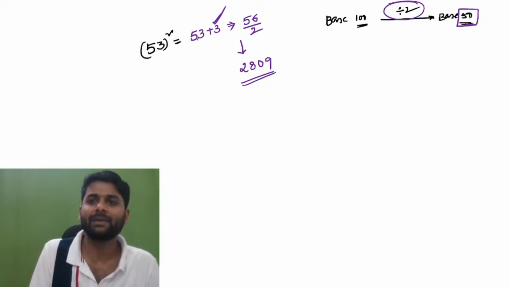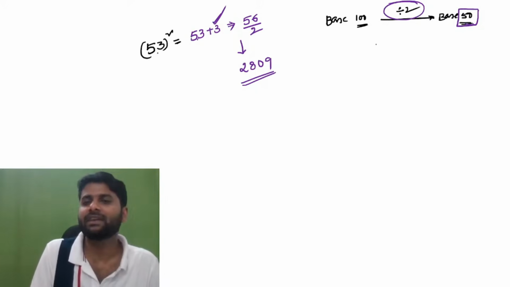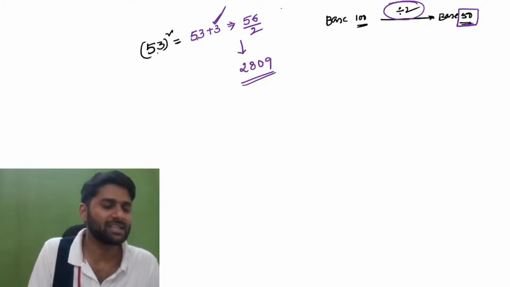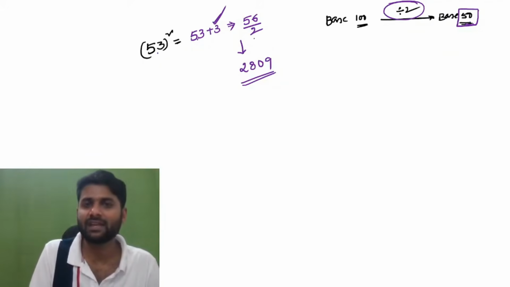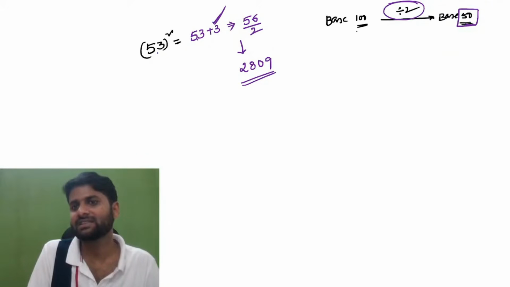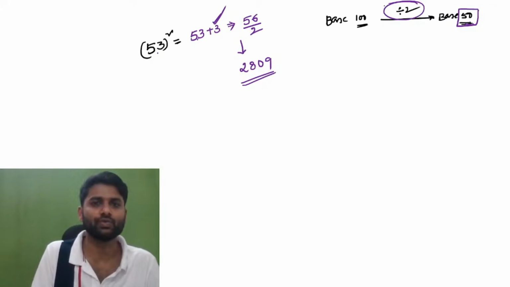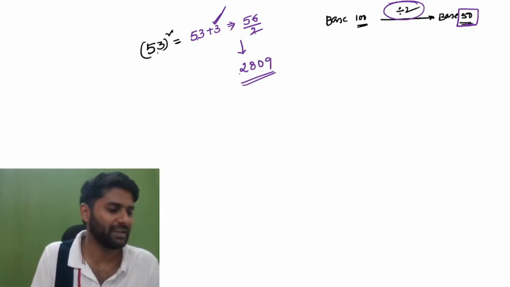Instead of base 100, we have to consider 50 as the base. Now 53 is more than 50 by 3 units. So 53 plus 3 is equal to 56. Why are we dividing by 2? Because we are changing base 100 into base 50. That's why we have to divide it by 2. If 56 is divided by 2, then it becomes 28.